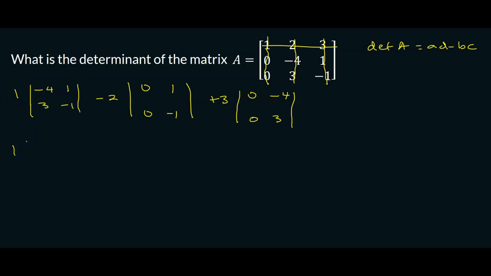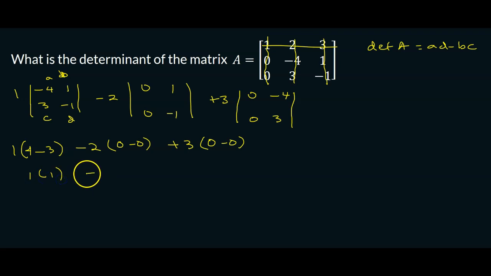So we have 1 multiplied by, remember our AD, we can do A, B, C, D. So we have AD minus BC. So AD here is going to be 4 minus 3, minus 2 multiplied by AD and BC, so 0 minus 0, plus 3 multiplied by 0 minus 0. So this is going to be 1 multiplied by 1, which is going to be equal to 1. So the determinant of matrix A is going to be equal to 1.